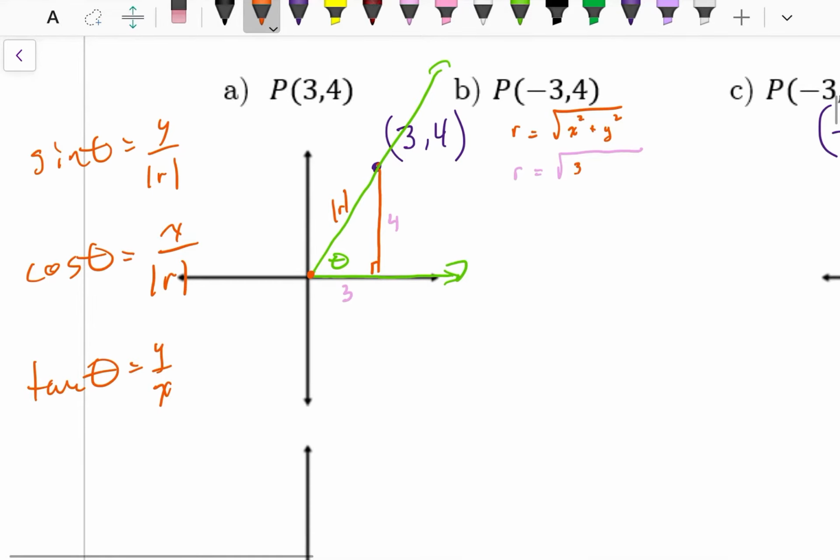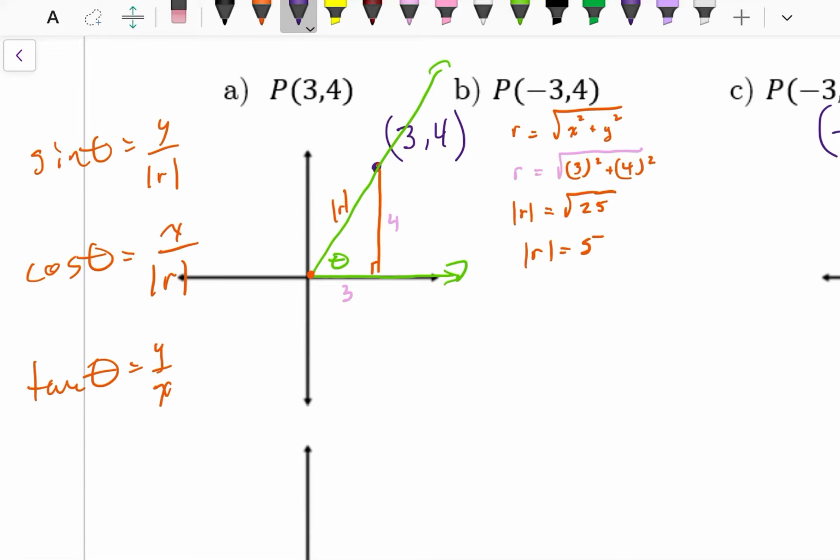So my x-coordinate is 3. My y-coordinate is 4. So the radius vector r is the square root of 9 plus 16, which is 25. So the radius vector r happens to be a rational number, 5. Sometimes it's an irrational number, but this one we got, it's all nice and good.